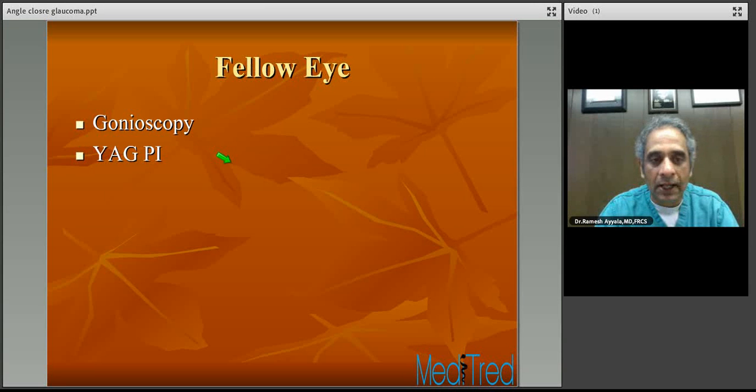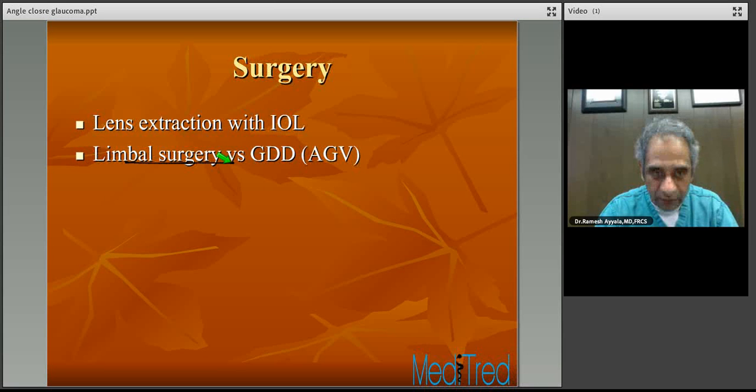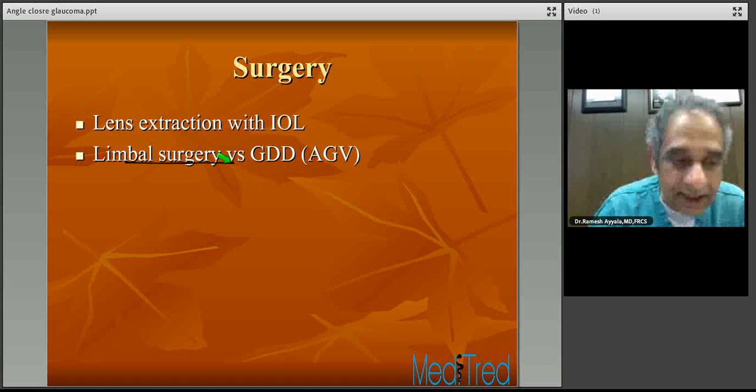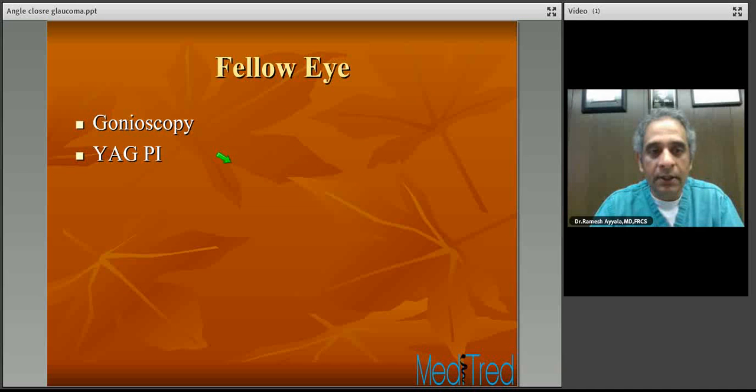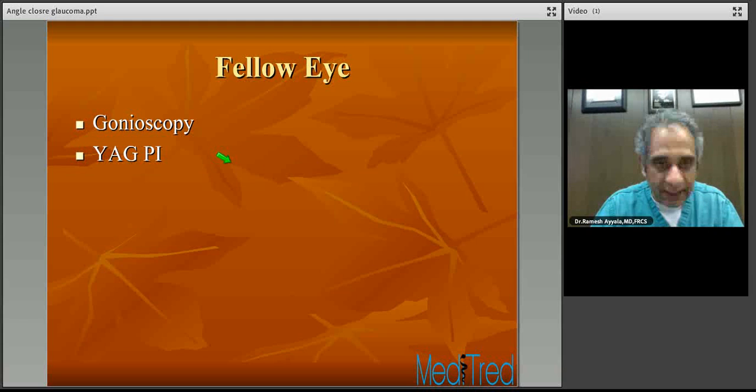Now, this is what the classic description in your textbook is, and this is what you're going to answer when asked in your boards and oral boards. The concepts of treatment of angle closure is rapidly changing, and that's the reason why I am making this statement. And I'll show you how I handle these patients. And the fellow eye, it is mandatory for you to do gonioscopy and a peripheral iridotomy.